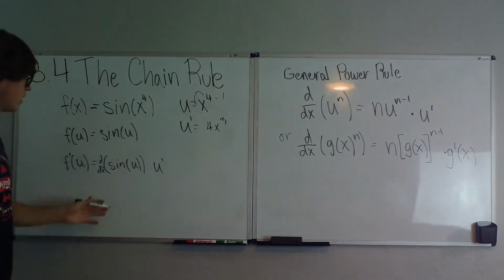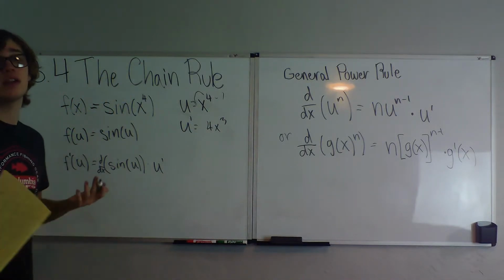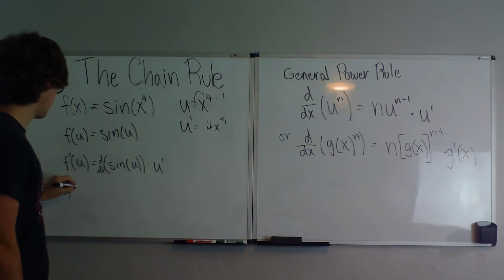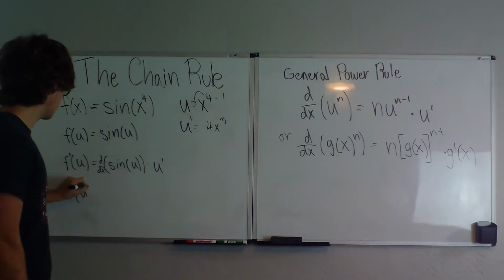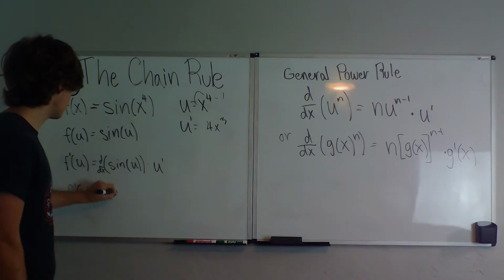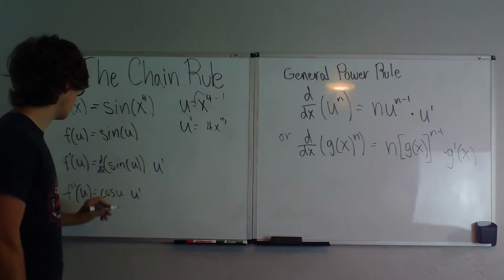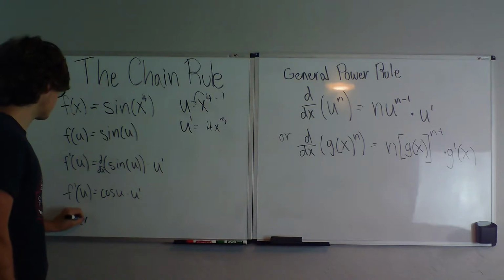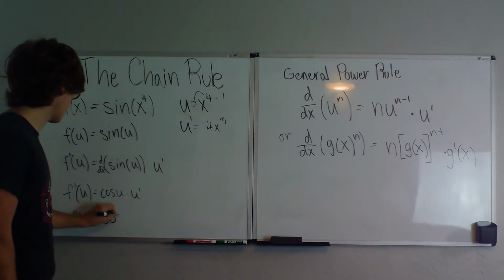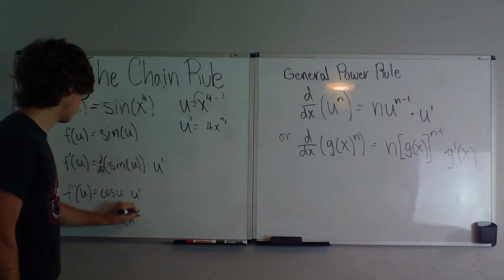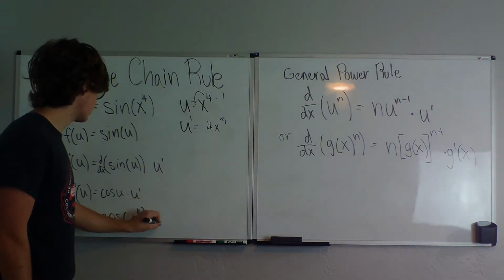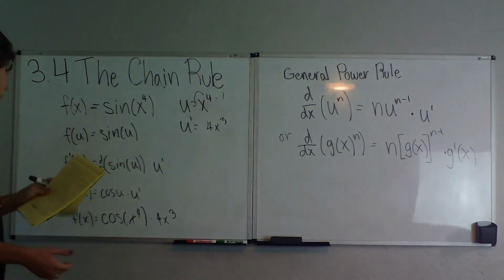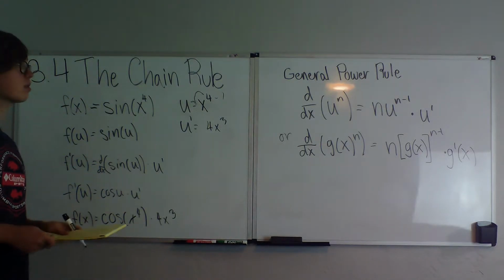So now we just need to find the derivative of sine. Well, we know the derivative of sine is cosine, so we get that f prime of u is equal to cosine of u times u prime, and now we just plug in our u and u prime, and we get f prime of x is equal to cosine of x to the fourth times 4x cubed. So that is how we would do the chain rule for trig functions.